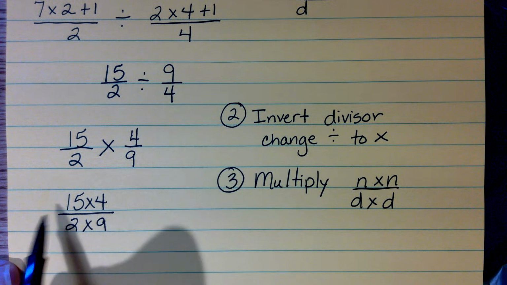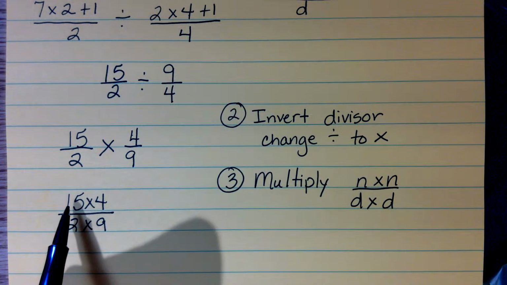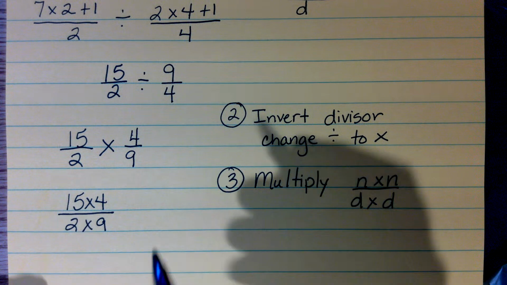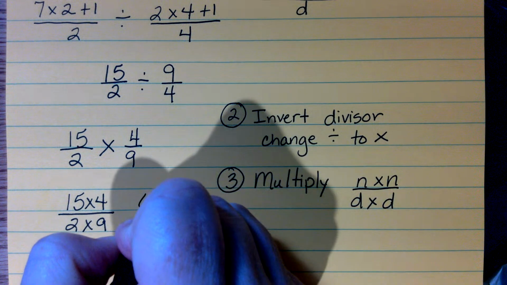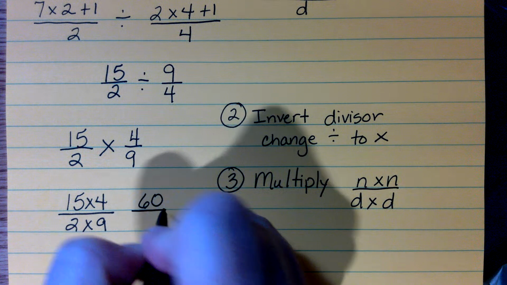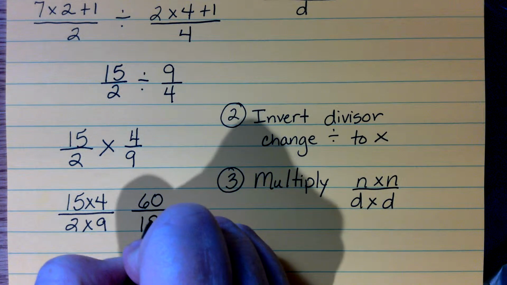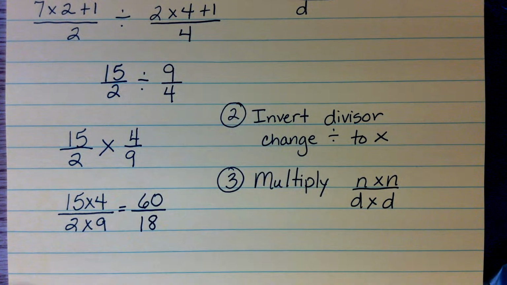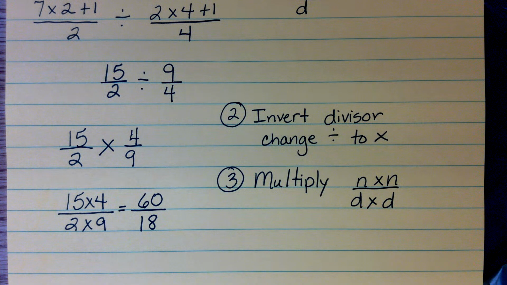I know that 15 and 15 is 30. That's 2 15s. So 2 more 15s would be another 30. 30 plus 30 is 60. 2 times 9 is 18. So I know the answer is 60/18.